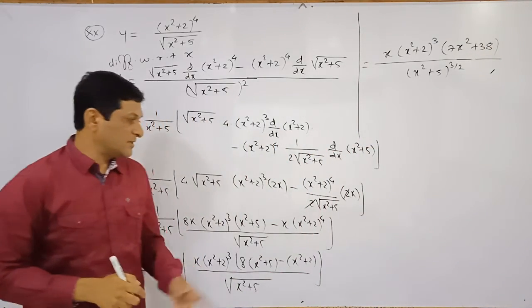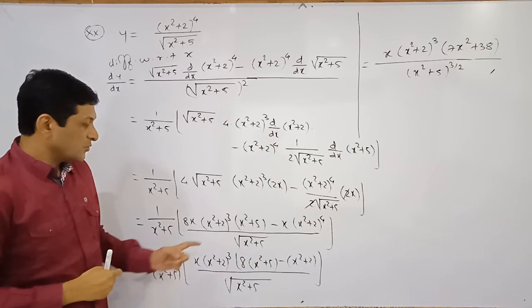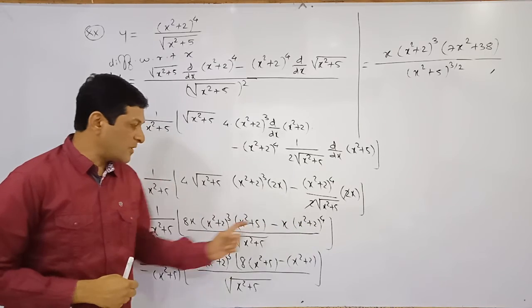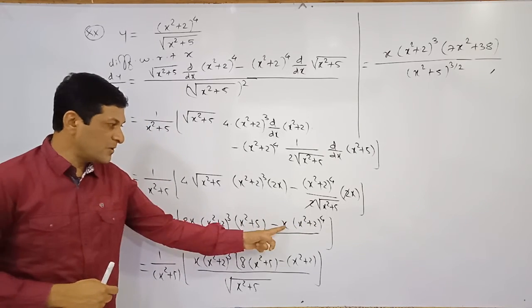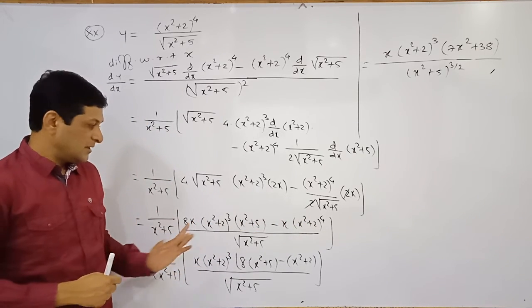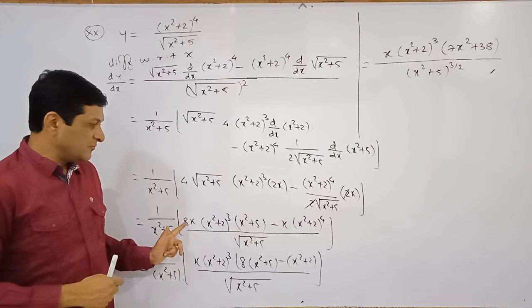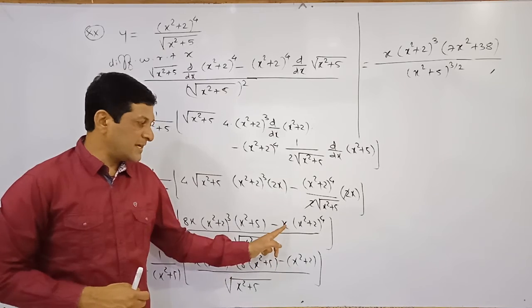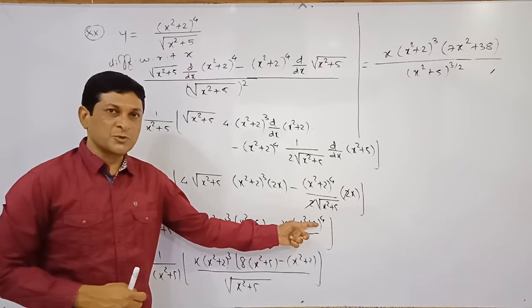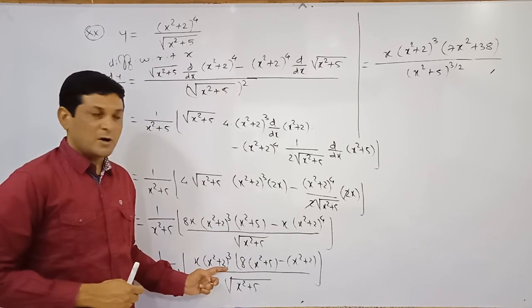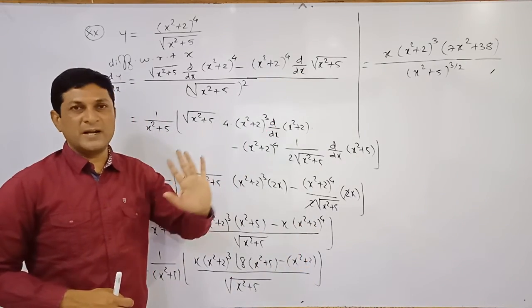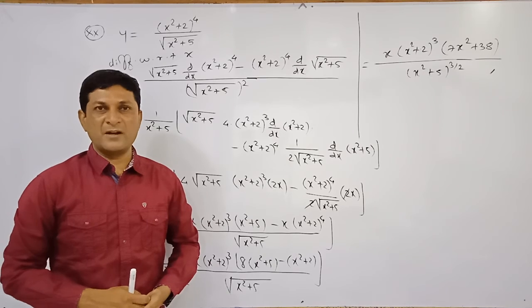If you will observe this step very carefully, we have taken x square plus 2 whole bracket cube common from these two terms. Even we have taken x also common from both the term. So here remaining term will be 8 into this bracket, and here minus, keep it as it is, x we have taken common, and from this raised to power 4 we have taken cube common. So here remaining term is x square plus 2, and later on we have simplified it. In this way we have got our required differentiation.